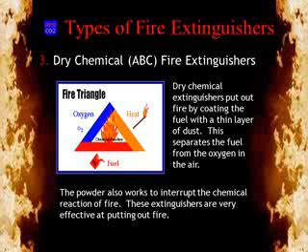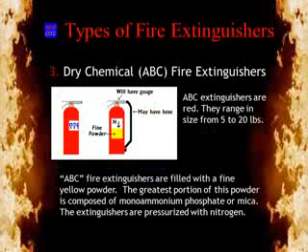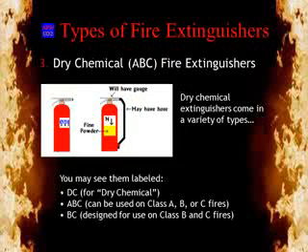A dry chemical ABC is what you will find throughout our school district, both in our laboratories and most of the school buildings, with the exception of our high school and middle school kitchens. They work by coating the fuel with a thin layer of dust. This separates the fire from the oxygen in the air. Typically, we have 10-pound ABC extinguishers. These are dry chemical extinguishers, and ours are rated for Class A, B, C fires.